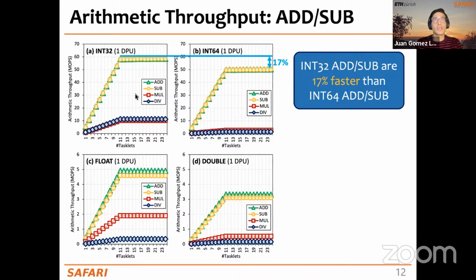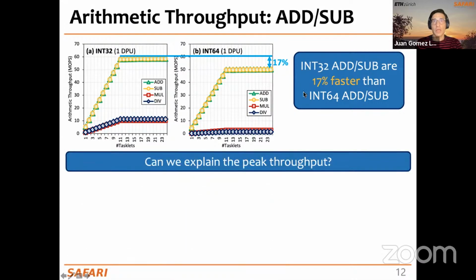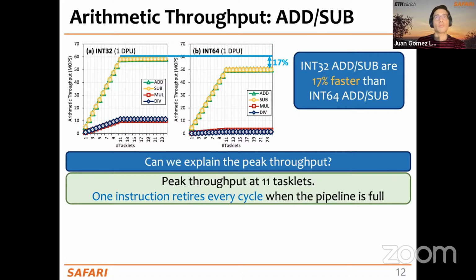There is also something interesting to observe, which is the difference in maximum throughput between 32-bit integers and 64-bit integers. There is a difference of about 17%. We want to explain why this happens. We could imagine what the reasons are, but we are going to see it quite clearly, I believe. Because the peak throughput is achieved at 11 tasklets, we are going to assume that we are filling the whole pipeline with 11 or more tasklets.